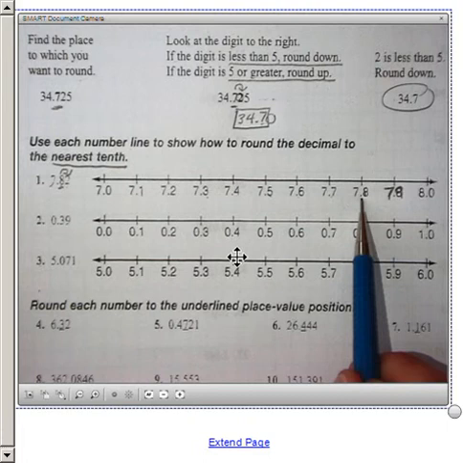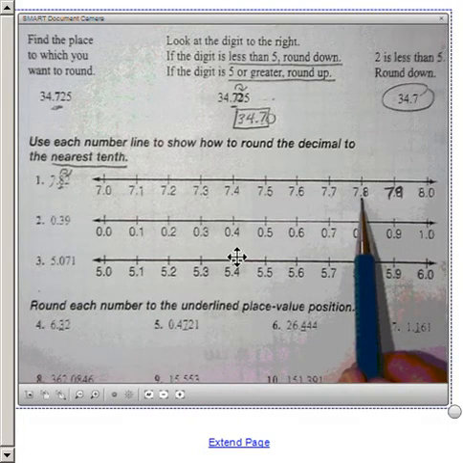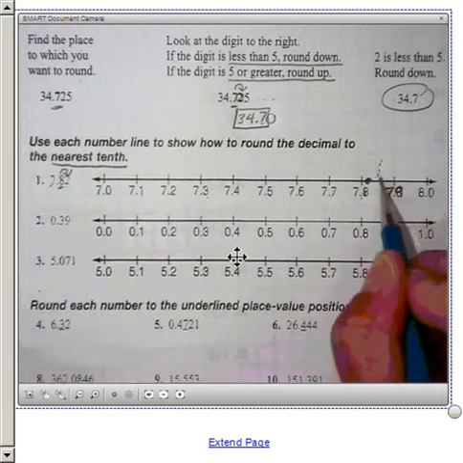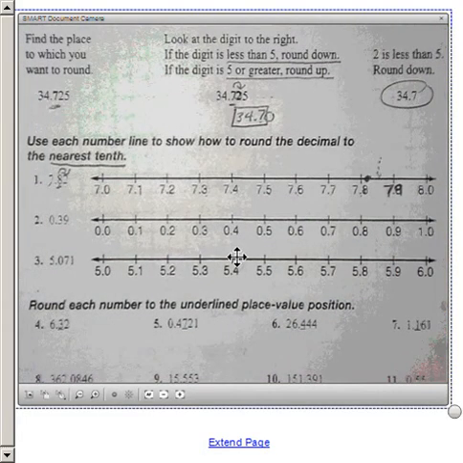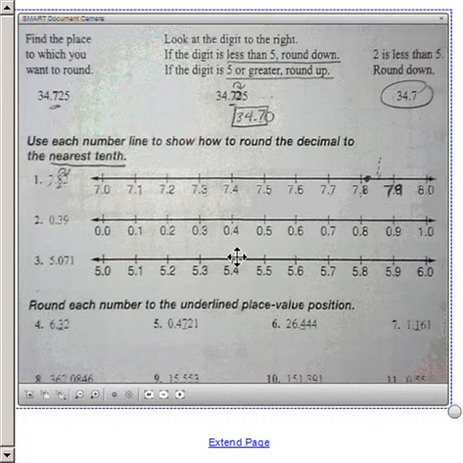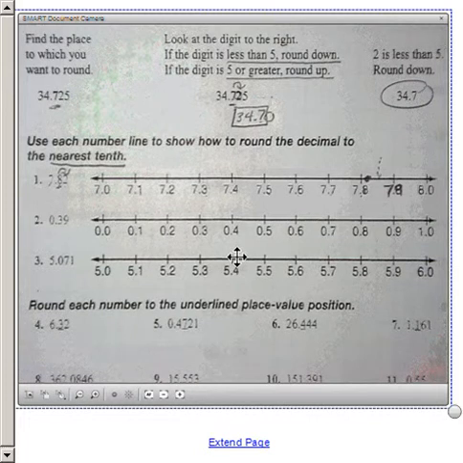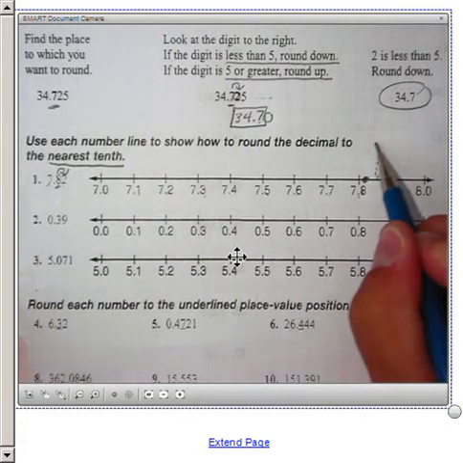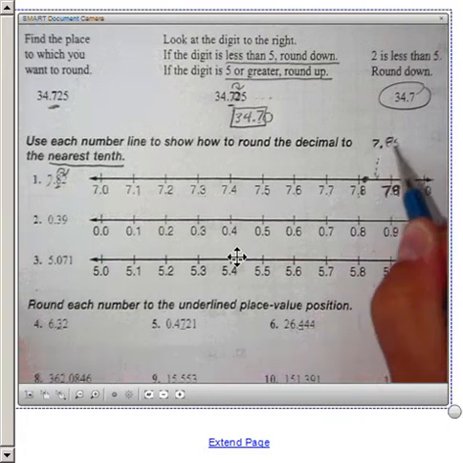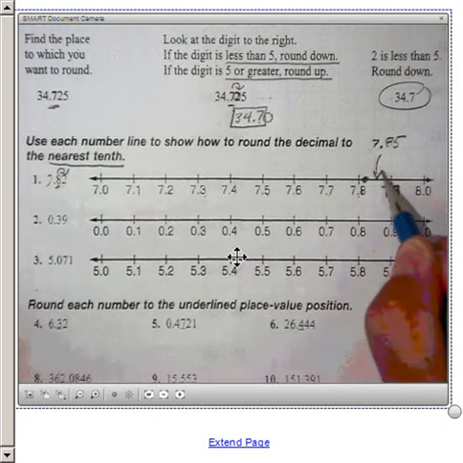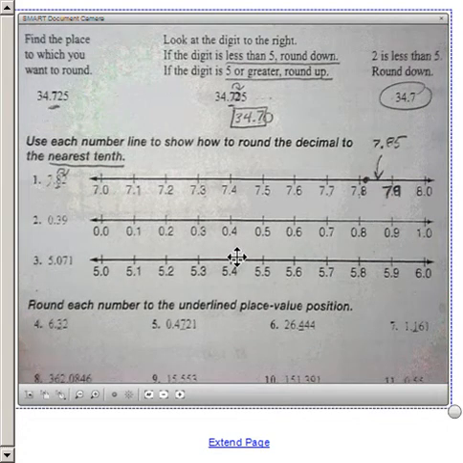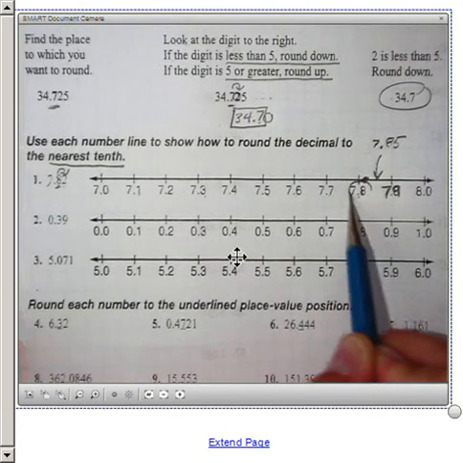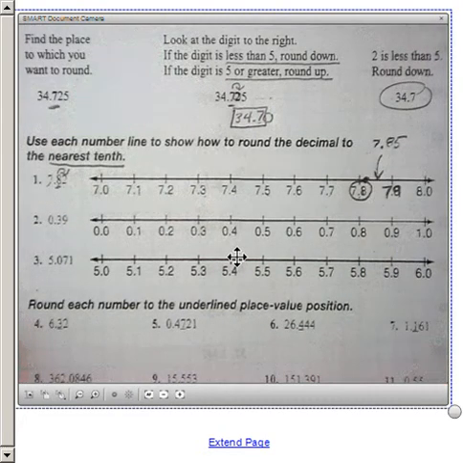Is it going to be closer to 7.8 or 7.9? Dayton? What number is going to be right in between 7.8 and 7.9? Kind of a trick question. What number is going to go right there halfway in between them? Keaton? 5. So it'll be 7.85. Perfect. That number is right there in between them. 7.82 is less than 7.85, so it'll be right around there. So that means when we round it, it'll be right there.